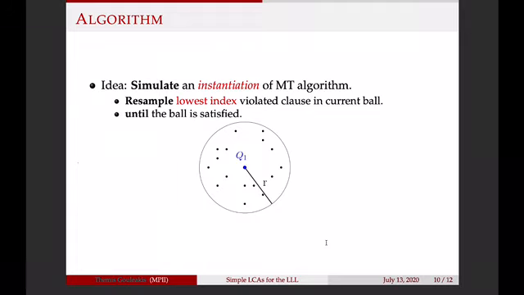Okay, let's now move on to the description of our local computation algorithm. This algorithm is going to be a simulation of an instantiation of the Moser-Tardos algorithm. What do I mean by that? Recall that for the Moser-Tardos algorithm to work, there was no restriction on which violated clause needed to be resampled in each iteration. However, for our algorithm, it's going to be crucial that we choose this violated clause cleverly, in order to achieve what we want.